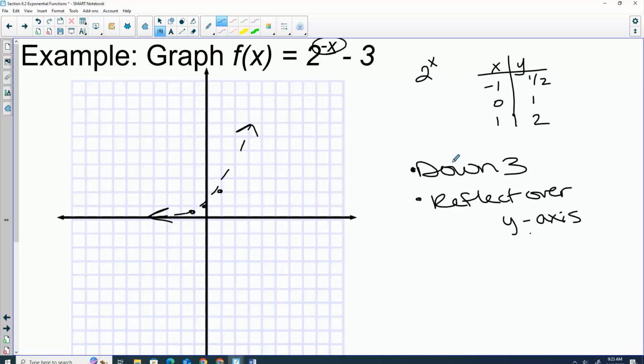So first of all, since we're moving down, the horizontal asymptote gets moved down. So if I go to -3, I can draw in my horizontal asymptote. So I have to take each point. -1, 1/2. If I reflect that over the y, it goes to +1, 1/2. And then move it down 3. So it becomes 1, -2.5.